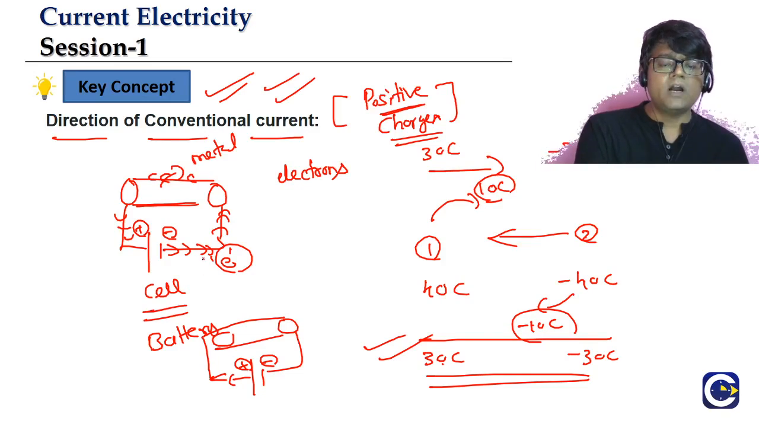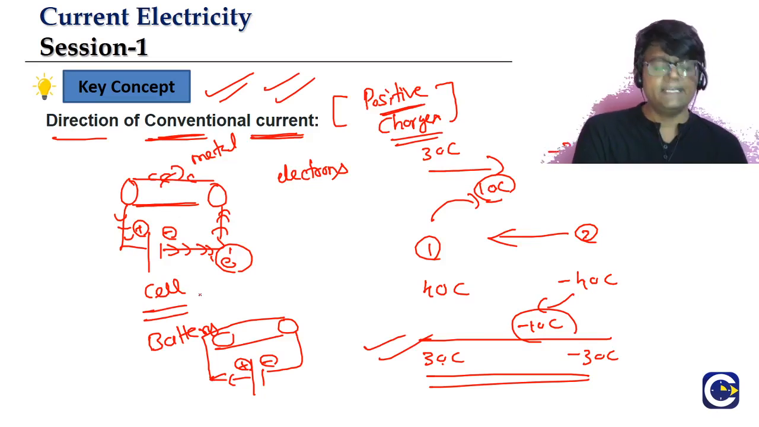So we will not consider the movement of electrons anymore. We always will be talking in terms of what? Direction of conventional current. What is direction of conventional current, guys? We will consider that the charges moving are what? Positive charges. And how they are going to be moving? They are going to be moving from the positive or the high potential place to the low potential place. So this is what we will be calling as the direction of conventional current.